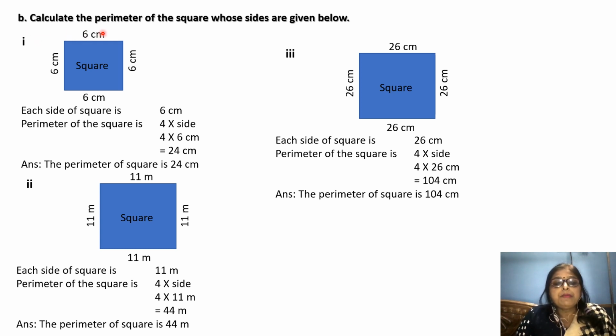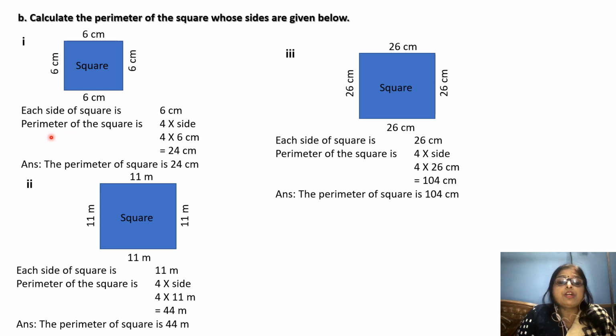Calculate the perimeter of a square whose sides are given here. So the question is here, square. I have drawn here a square. As you know, all the sides of the squares are equal, so the measurement of all the sides are equal. You can see it in this picture. Next, write down each side of the square is 6 centimeter.